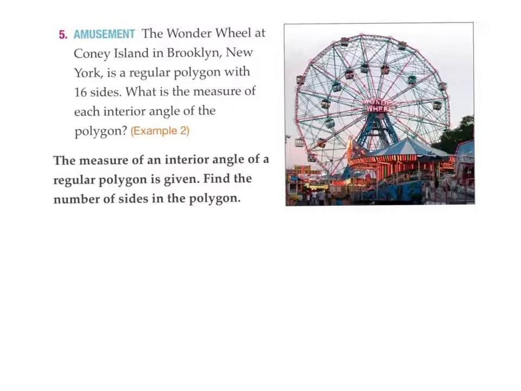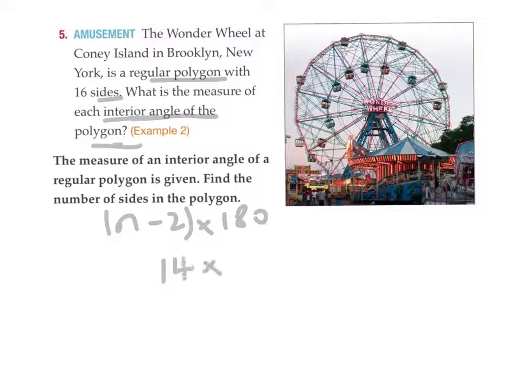Okay, look again for the clues. All right, the Wonder Wheel at Coney Island in Brooklyn, New York. It's a regular polygon, so all the sides are equal, all the angles are equal. It's a 16-sided shape. The question this time: what's each interior angle? The problem's still the same as it has been. So you've got your n minus 2 times 180. It's a 16-sided shape, so 16 take away 2 will give you 14 times 180 degrees.